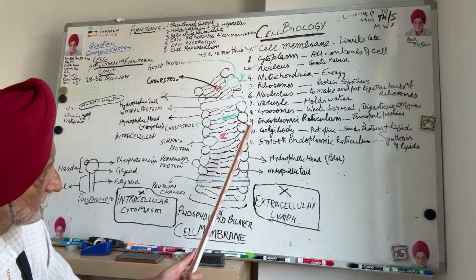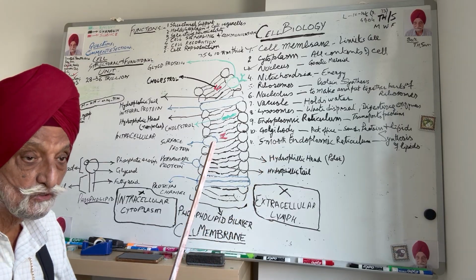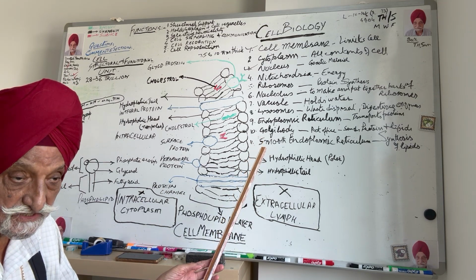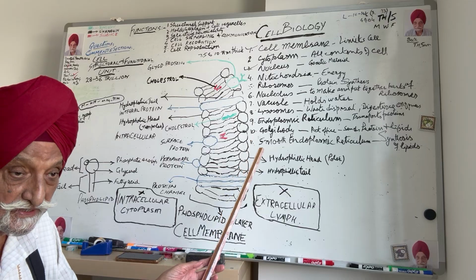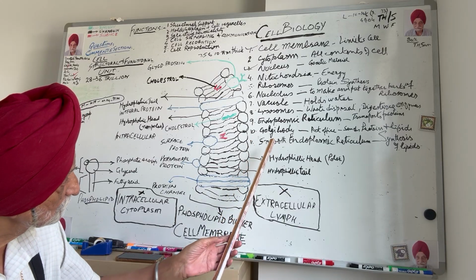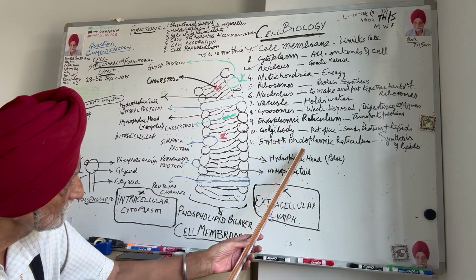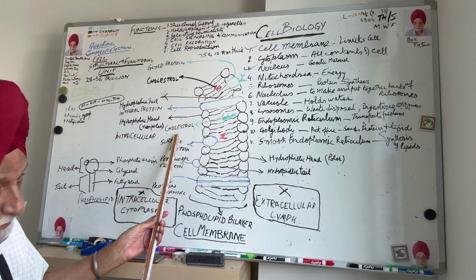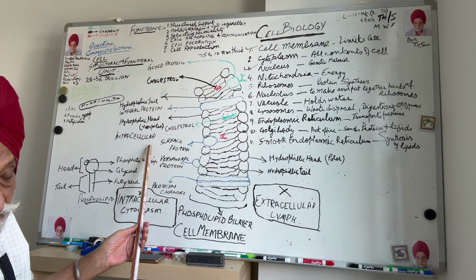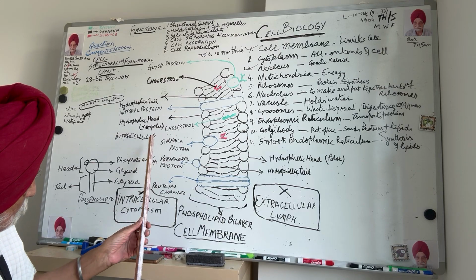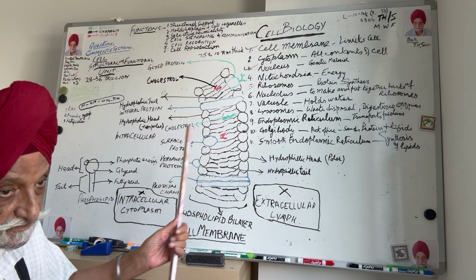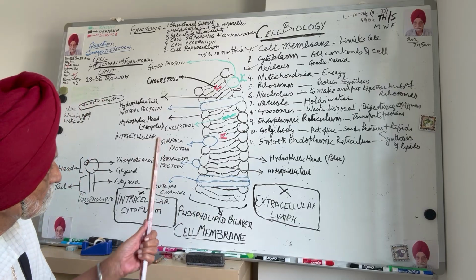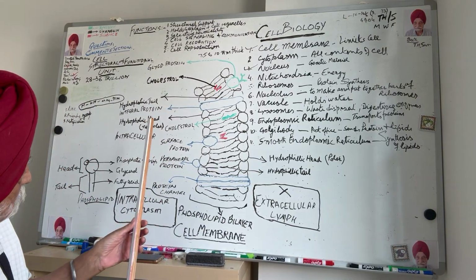The first thing, all the constituents of food, I mean glucose, amino acids, the fatty acids, the vitamins, the minerals, the water present in the extracellular lymph, it goes in. Selective permeability. And from within the cell, I mean intracellular, what goes out is the waste products like carbon dioxide, urea, and some of the enzymes.